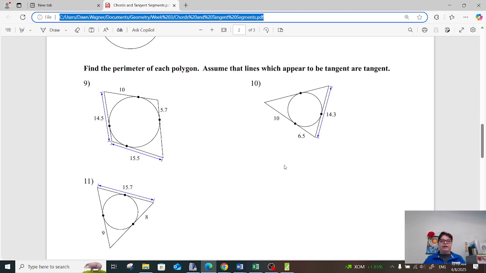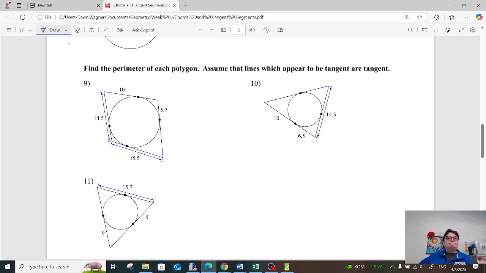Okay, so right here on the back, they didn't have one of these as an example. So let's look at number 9. It says to find perimeter. What does perimeter mean? All the way around the outside. So you have to add each of these pieces together. The problem is I do not have all the pieces, right?